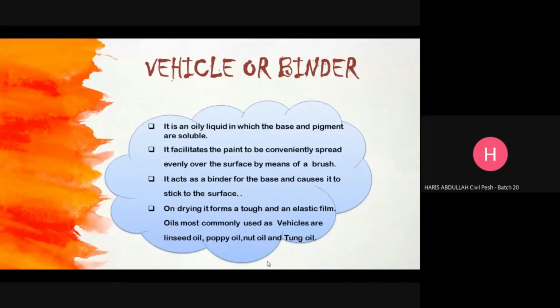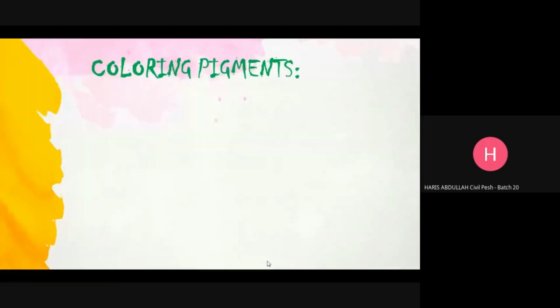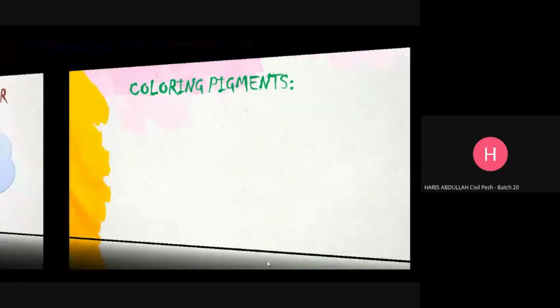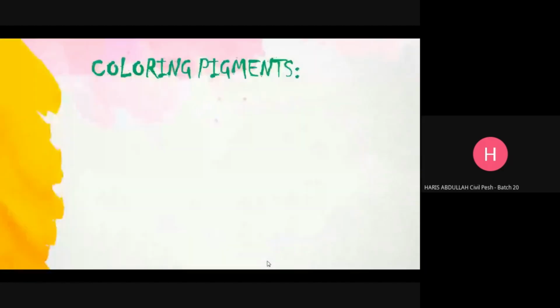So the most commonly used vehicles, as you can see on the slides, are linseed oil, poppy oil, nut oil, and tung oil. Dryers are those substances which are added to drying oils to accelerate the rate of drying. They act as a catalyst in the paints.